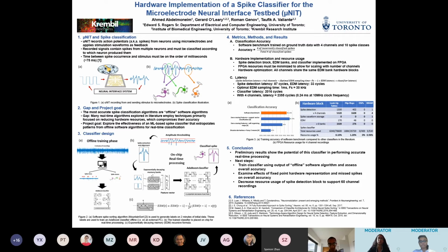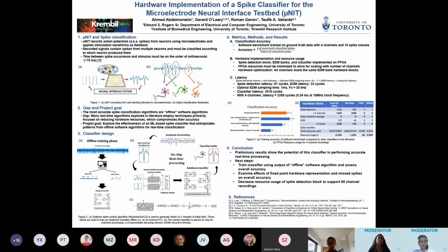So to validate this classifier idea, we had to check 3 important metrics. First, we validated the classification accuracy of the classifier by making a software benchmark in Python. We trained it on a data set that has 4 electrode channels and 10 spike classes, which meant we used the ground truth of this data set, which meant we didn't have to run the offline algorithm. And this is a good sanity check to see how good the classifier is without any inaccuracies carrying over from the offline algorithm. The training accuracy we got was 95%, which compared to other methods we reviewed in the literature is better than most.